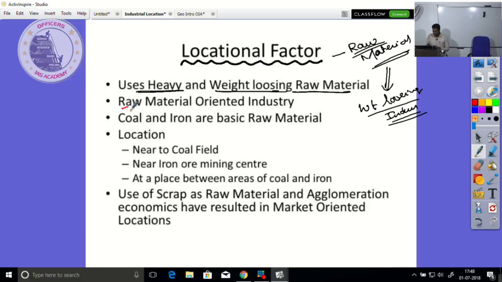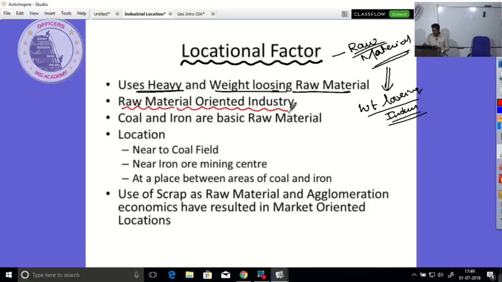So locationally speaking, wherever we have the availability of raw material, those are the places which are naturally selected for the location of such industries. Now, the raw material is not only iron ore. Apart from iron ore, we also have coal as a very important input for iron and steel industry. So wherever I have the availability of both iron ore as well as coal, somewhere midpoint, we are having the locational aspect.